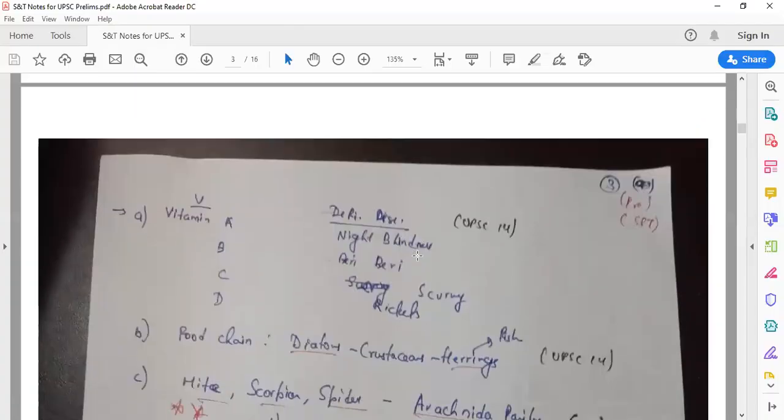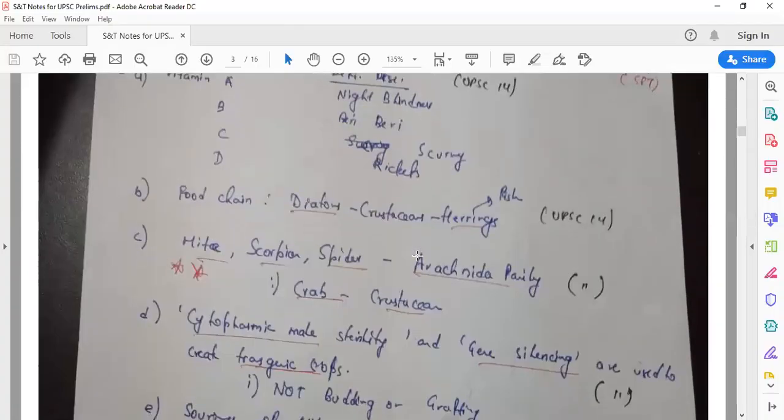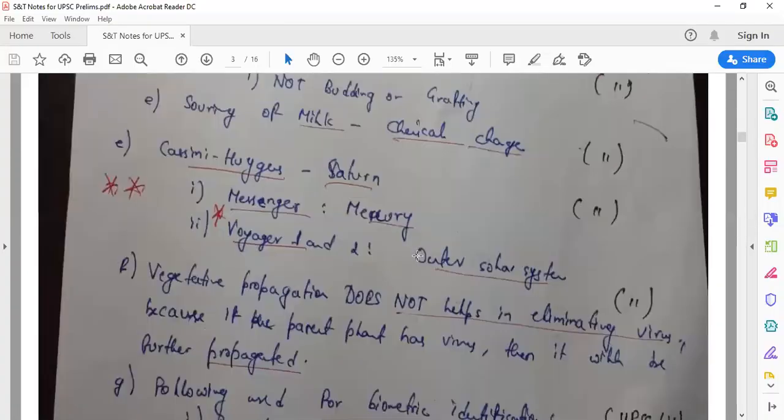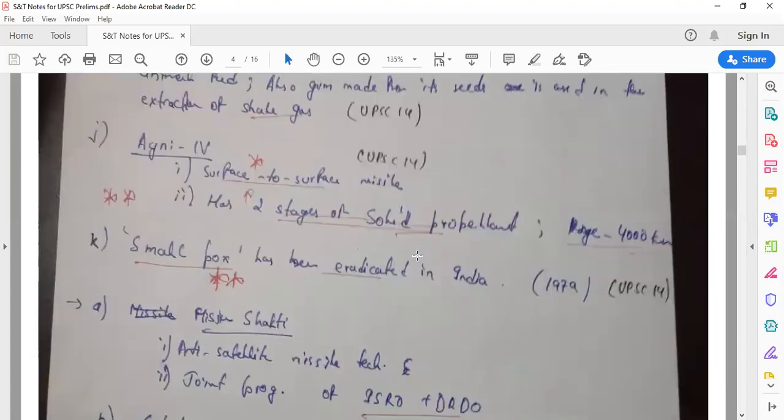Now let's talk about some other stuff. Vitamins we have already done. And we will now talk about smallpox. See, in UPSC 2014, there was a question which was like, which of the following diseases have been eradicated in India? And they have given different options: smallpox, chickenpox, other things. What you have to understand is that smallpox, this particular disease, has been eradicated in India.